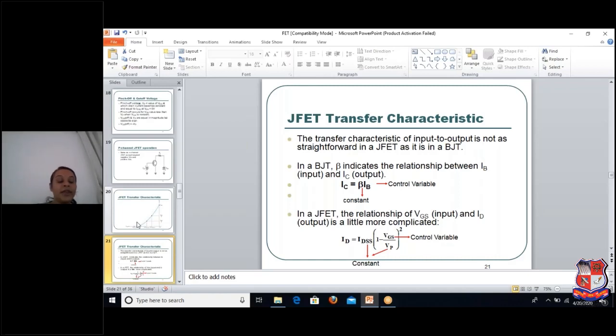So here your drain current becomes IDSS. This is the equation you have to remember for the drain current. And what is your drain current? Drain current is your output current. So ID is IDSS times 1 minus VGS upon VP, whole squared. VP is your pinch-off voltage which is constant, and VGS is your controlled variable.